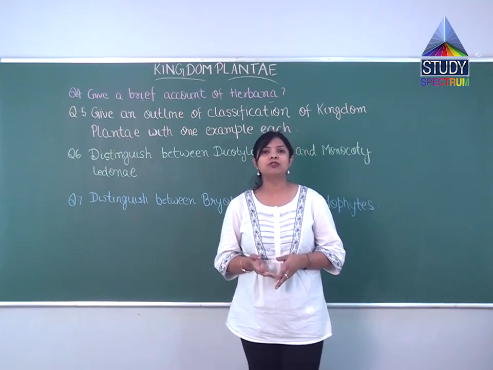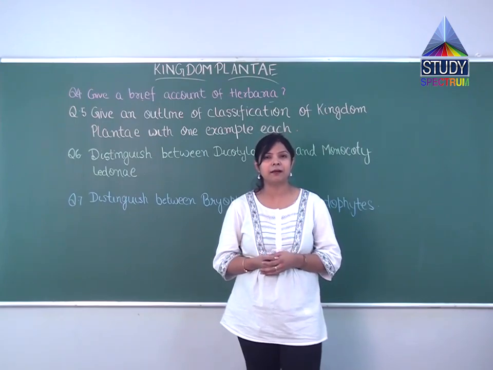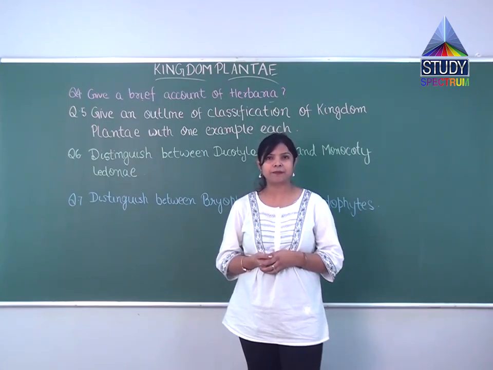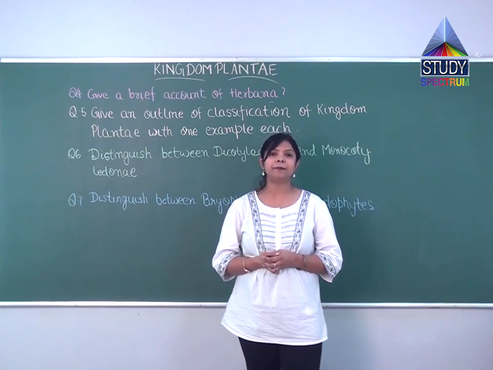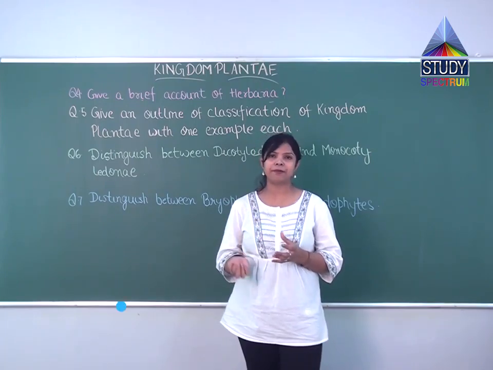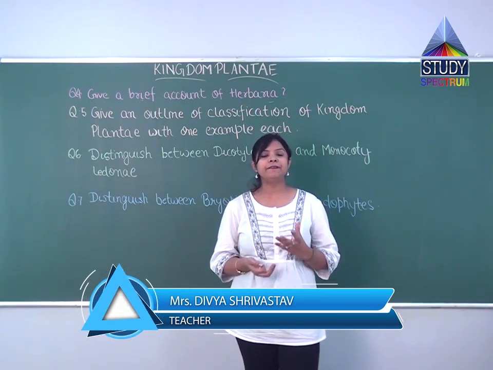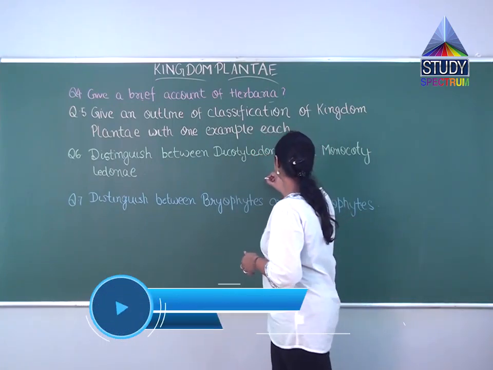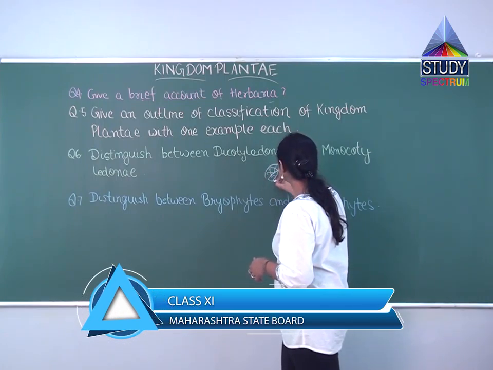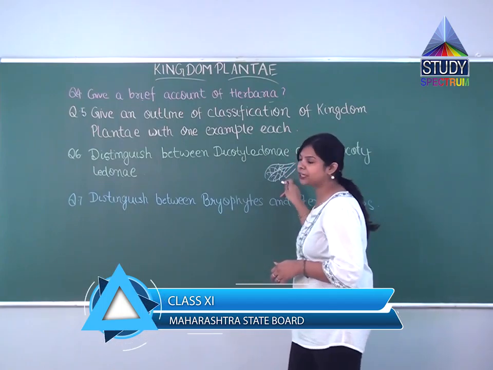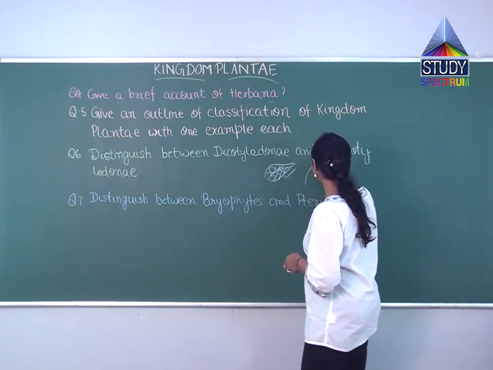Again, in dicotyledon plants the stem will be branched. You can see many examples like the mango tree, various shrubs and herbs, which have a number of branches. Whereas in monocotyledons, branches are absent; they are unbranched plants. In dicot leaves the venation will be reticulate, you can see the net-like structure. And in monocotyledons the venation will be parallel.